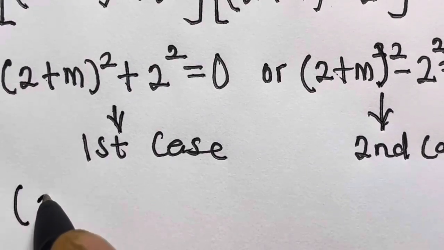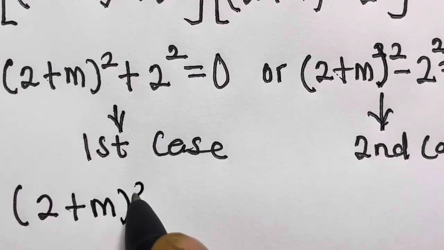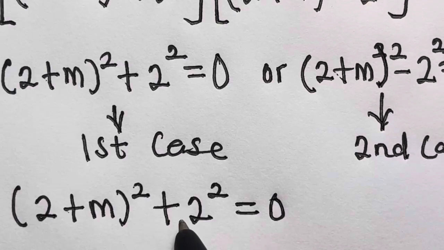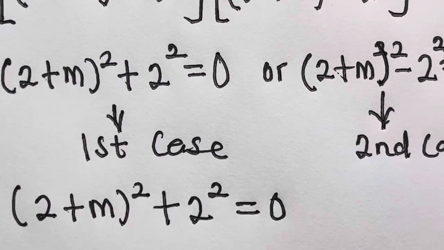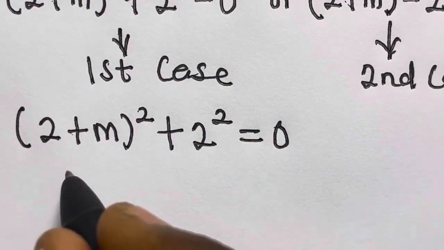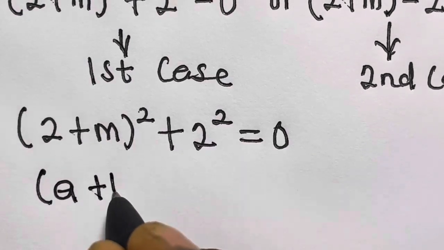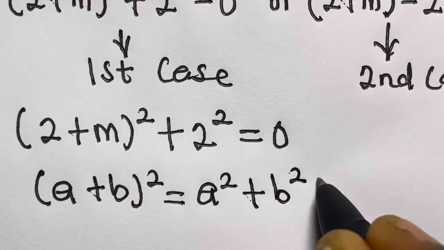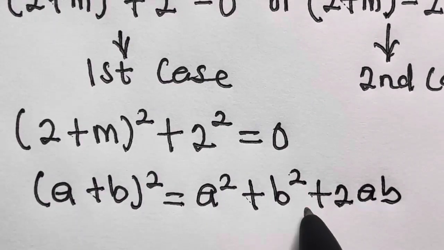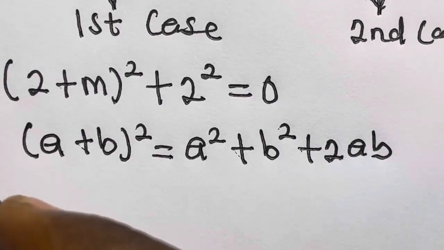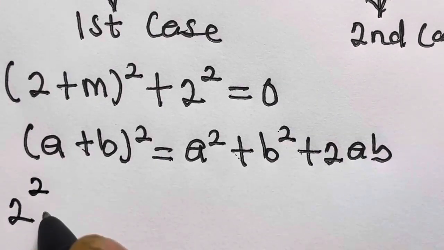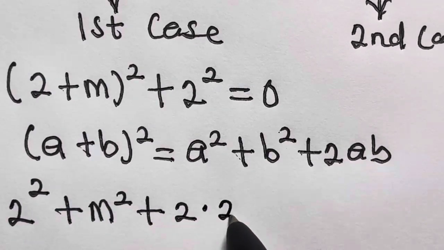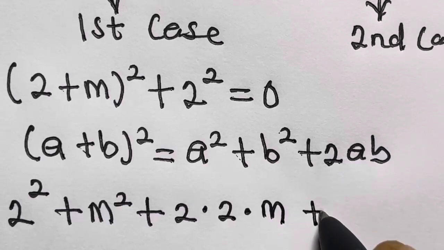So we have (2 + m)^2 + 2^2 = 0. Let us recall this identity: (a + b)^2 is equal to a^2 + b^2 + 2ab. If you apply this to the above, we will have 2^2 + m^2 + 2 times 2 times m, plus 2^2, equals 0.